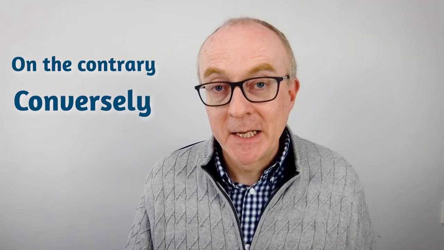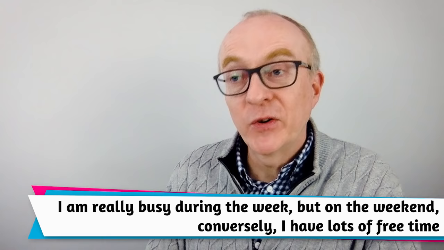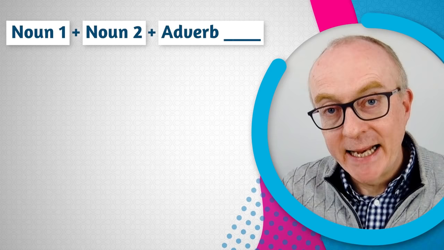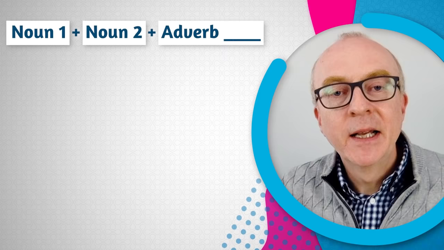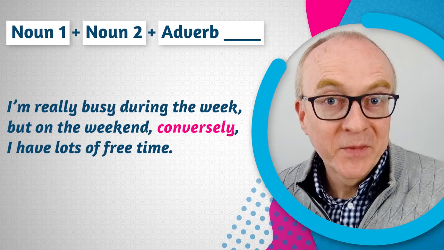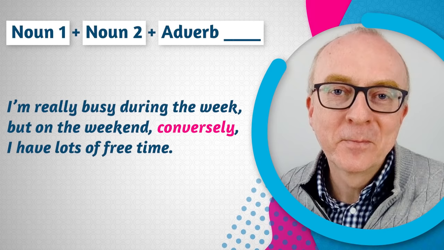When it comes to contrasting, we can use on the contrary, conversely, on the other hand. For example, I'm really busy during the week, but on the weekend, conversely, I have lots of free time. Notice here in speaking, the word order is often a little different from writing, right? When speaking, we often have the first noun, the second noun, and then the adverb, and then the sentence, right? Notice I said, I'm really busy during the week, the first noun, but on the weekend, the second noun, conversely, adverb, I have lots of free time. So that noun, noun, adverb, and then the end of the phrase.